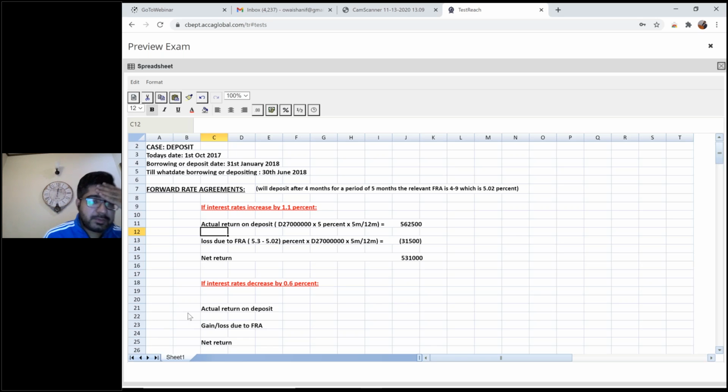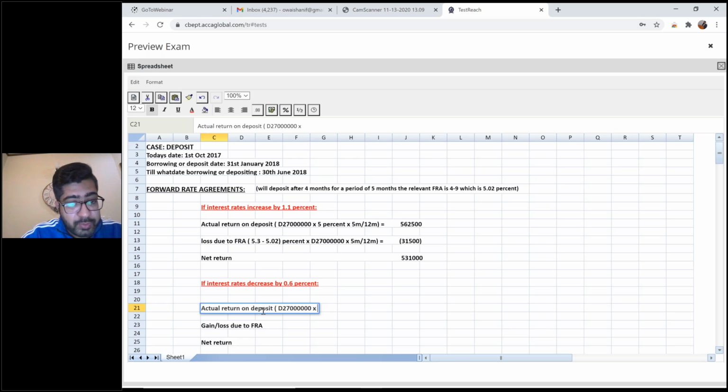You have to solve another case, if interest rates decrease by 0.6, because you need to recommend a hedging strategy whether interest rates increase or decrease. Let's suppose interest rates decrease by 0.6. How do you get the actual return on deposit? It's the same formula: amount into rate of interest. The central bank rates are 4.2. If rates decrease by 0.6, they can become 3.6.